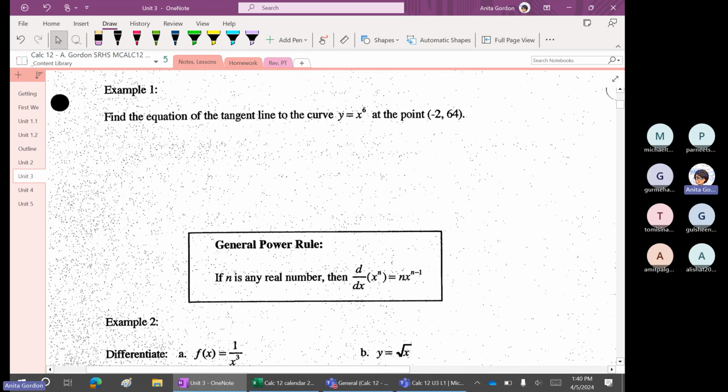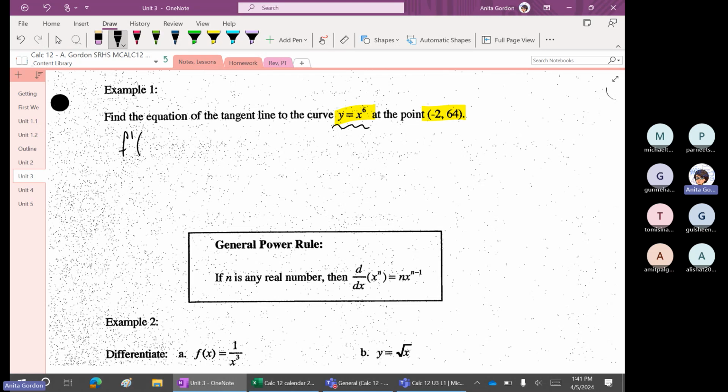Yes, it does. And we'll do an example of that in the next one. Okay, example 1 asks you for two things. What is the derivative? And then evaluate it at the point -2, 64. Okay, so my f of x is x to the power 6.